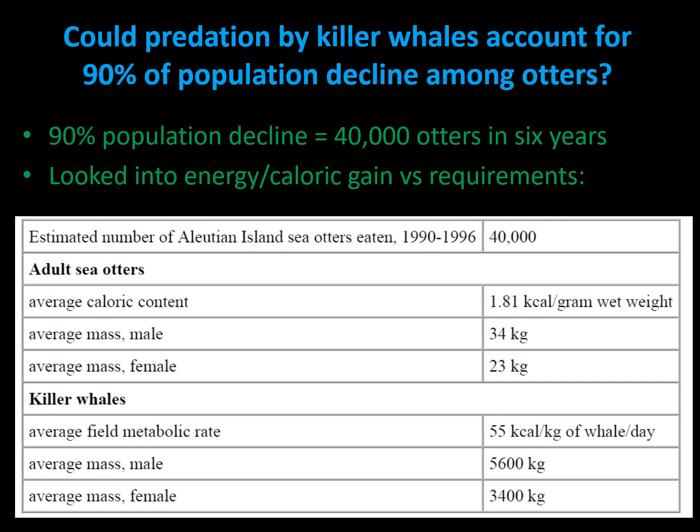Well, our math is not done yet. Now you have to ask the question. Look back at the data. There was a 90% population decline among sea otters. Now what is 90% as a number? About 40,000 otters within a 6-year time frame during the observations of the USGS.